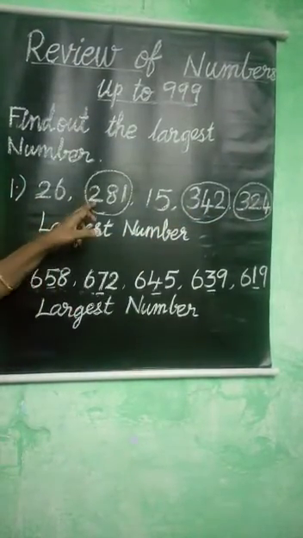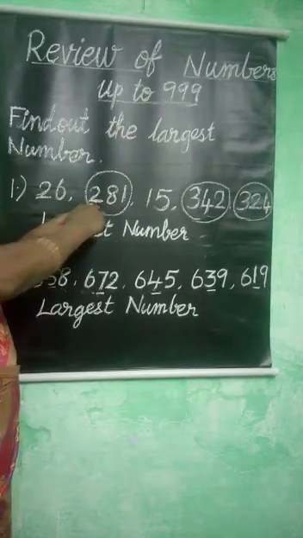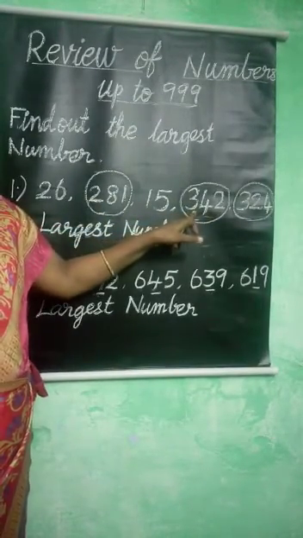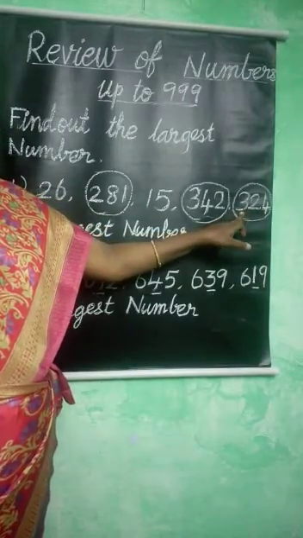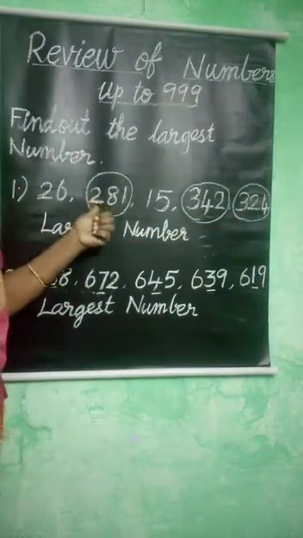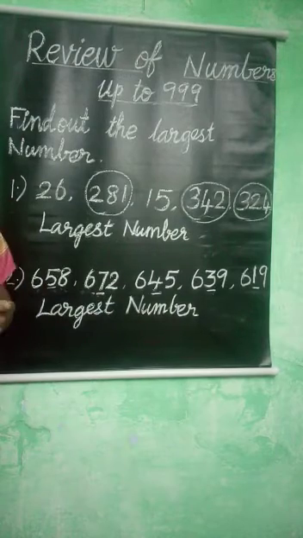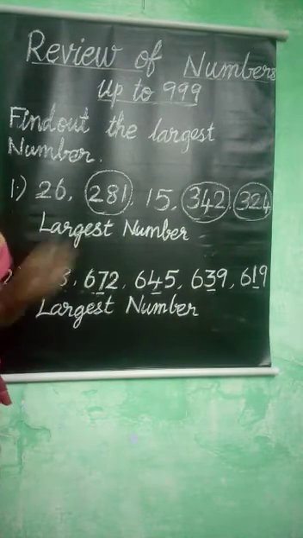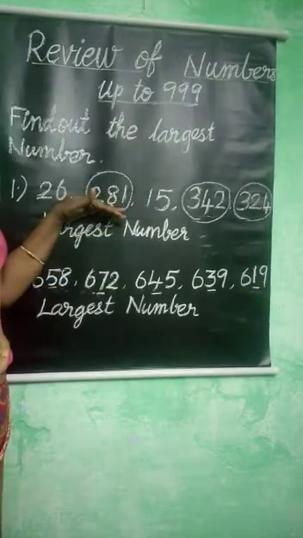number. Look at the number 281. In 100 place, 2 is present. In 342, 3 is present in 100 place. In 324, 3 is present in 100 place. Look at the numbers 2 and 3. Among these 2 numbers, which one is the largest? 3 is the largest compared to 2. So, 281 is the smallest number. So, we can leave this number.